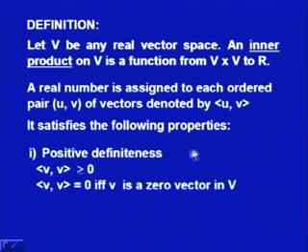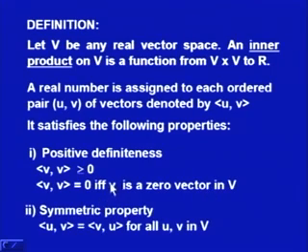The first property, we call it positive definiteness. This means that the inner product of v comma v is greater than or equal to 0, and v comma v is 0 if and only if v is the 0 vector in V. So, v comma v is 0 only when v is the 0 vector. This is the positive definiteness, and the second is the symmetric property. This means that the inner product of u and v is the same as the inner product of v and u for all pairs u and v in V.